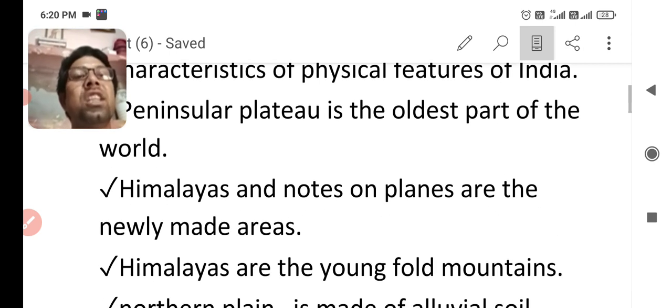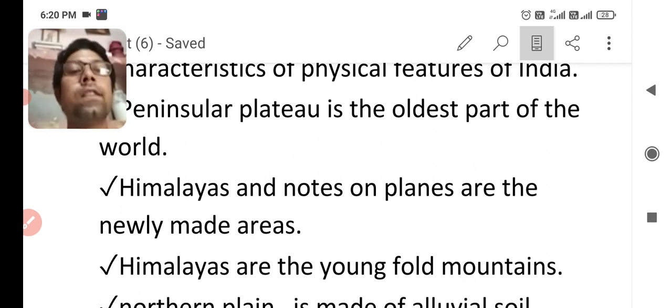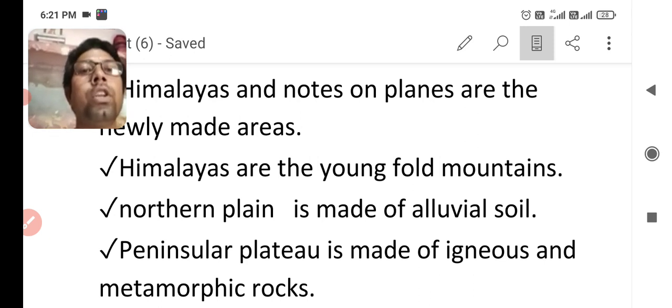The second major point of physical features is the Himalayas and the northern plain. Himalayas and northern plains are the newly made areas. It means they were made in the latest divisions. And the next point: Himalayas are the young fold mountains. You know that young means they were made recently, and fold mountains means they have some folds in the feature. And the next point: the northern plain is made of alluvial soil. You know that alluvial soil is the soil eroded by the rivers.